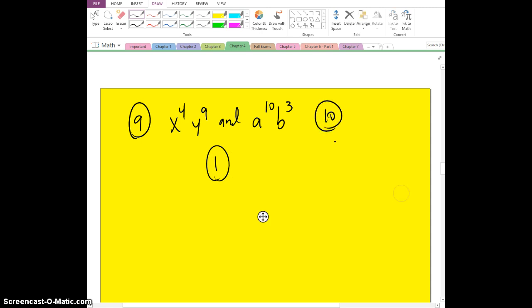Number 10, if I have 9, a to the 4th, b squared, and 11, m to the 5th, n, we would say between 9 and 11, they just have a 1. There are no variables in common. There are no a's, b's, m's, or n's that are shared. So we simply say the answer is 1.